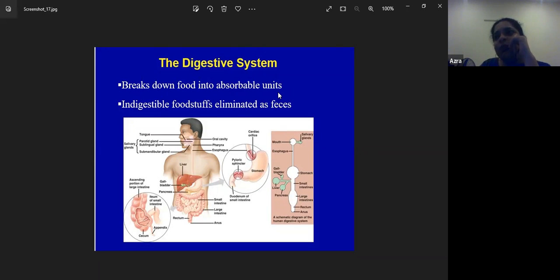It breaks down food into absorbable units. When you are taking food, it breaks down into small pieces, then moves through the pharynx, larynx, then stomach, small intestine, large intestine, and colon, and then excretion. You have studied this in previous classes. Indigestible foodstuff is eliminated as feces. Those food materials which can be absorbed in our body are usable, and those which cannot be digested are eliminated in the feces.